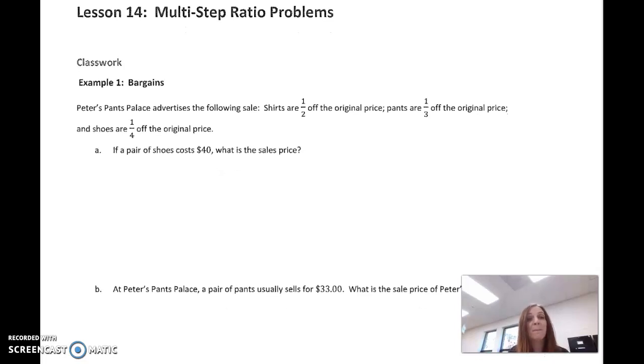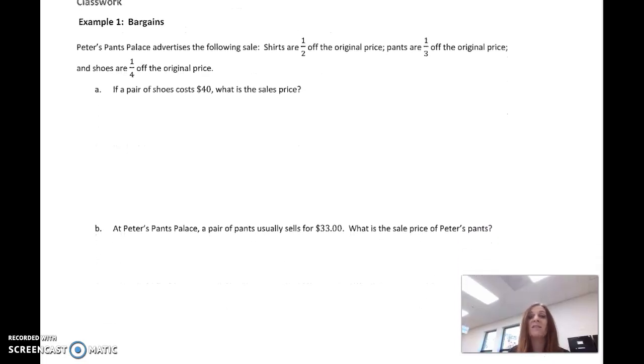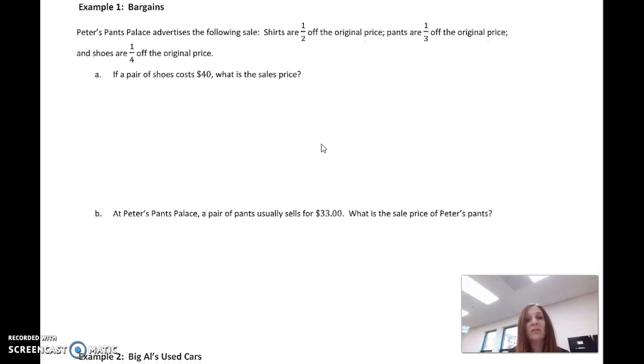So it says, Peter's Pants Palace advertises the following sale. Shirts are half off the original price, pants are 1/3 off the original price, and shoes are 1/4 off the original price. So if a pair of shoes cost $40, what is the sale price? And our shoes are 1/4 off here. So the first way to do it, if you think back, was when you used to do tape diagrams.